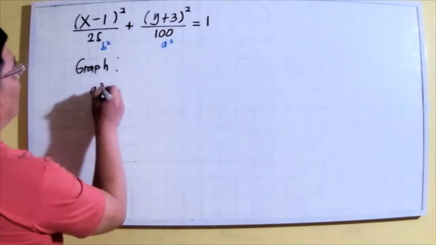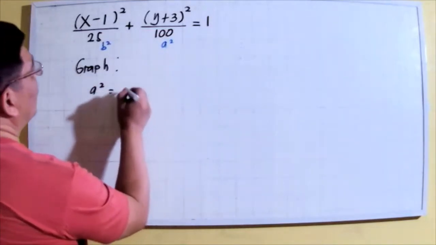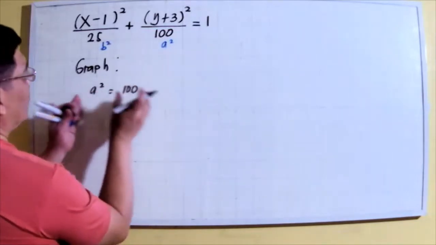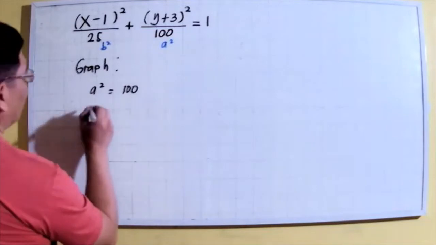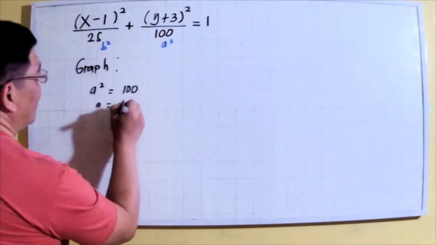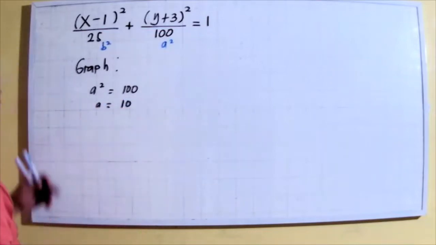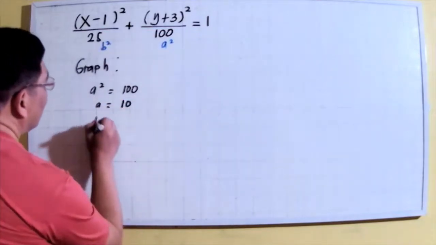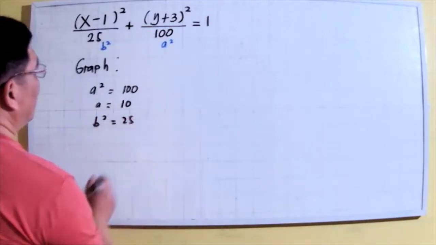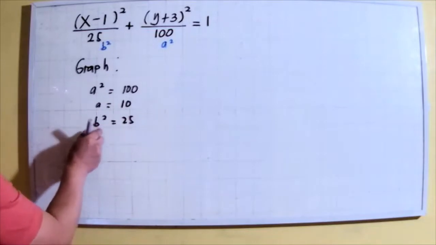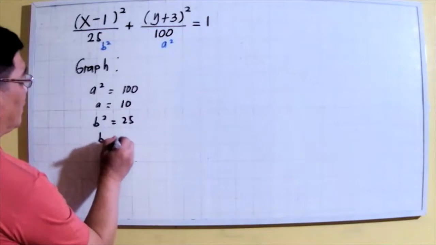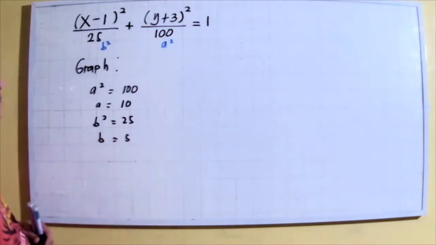If a² is equal to 100, we're going to square root both left and right sides of this equation. You will have the square root of 100 is equal to 10. Now to find b, b² is equal to 25. Now we are going to square root both sides of the equation. We'll have b is equal to 5.